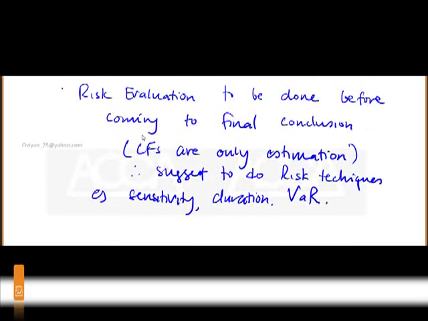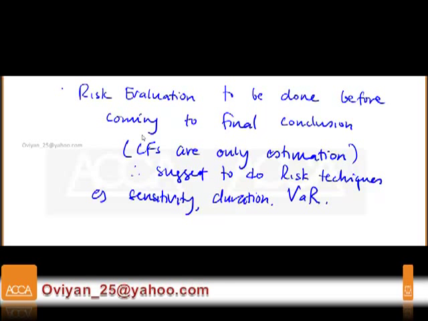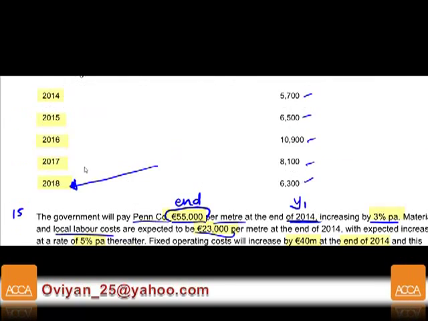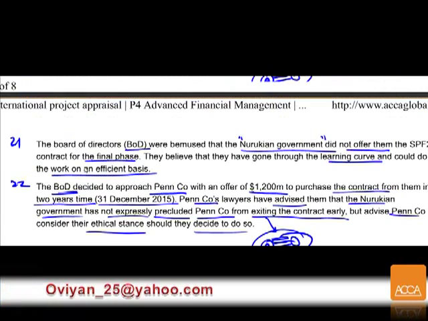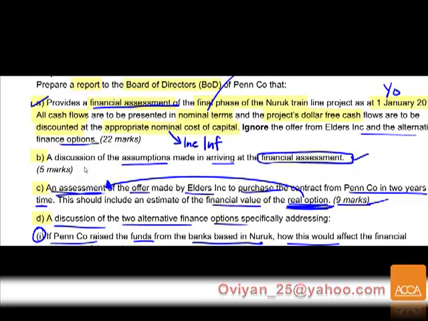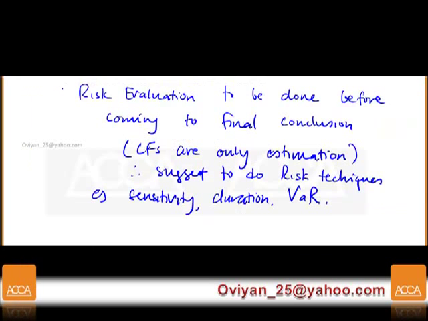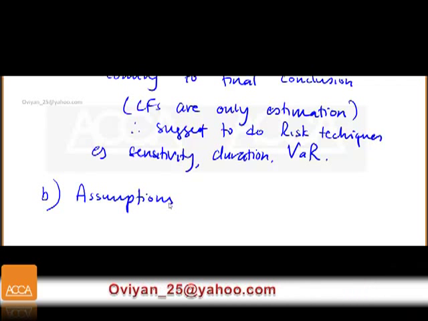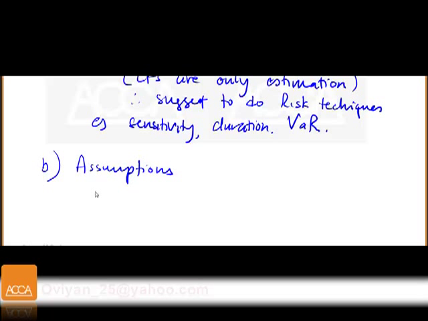Alright, that was part A of the question. The next part is part B, 5 marks. What are the assumptions made in arriving at this financial assessment? Now this is a straightforward assumptions question. We can make a lot of assumptions here.